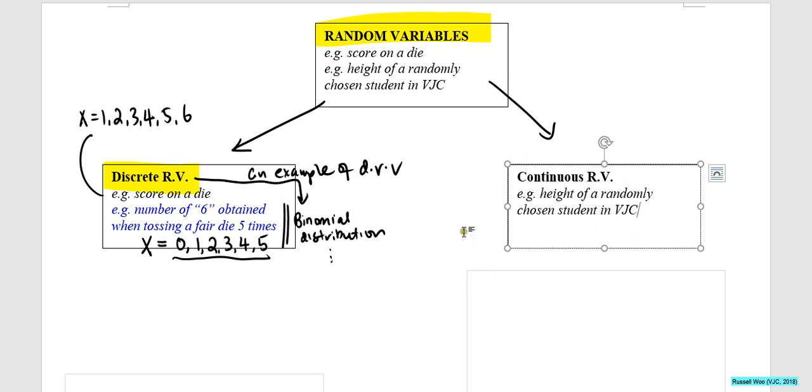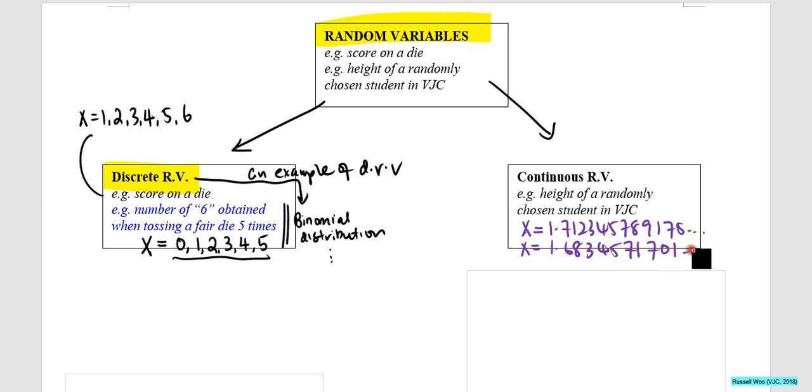Why? Because x in this case can be 1.7, 1.75, 1.789, and so on. Theoretically speaking, it can take on infinitely many values, because theoretically speaking, it can be measured up to many degrees of accuracy. So far so good. So let's contrast the two. All of us can understand how they are different, why they are different.